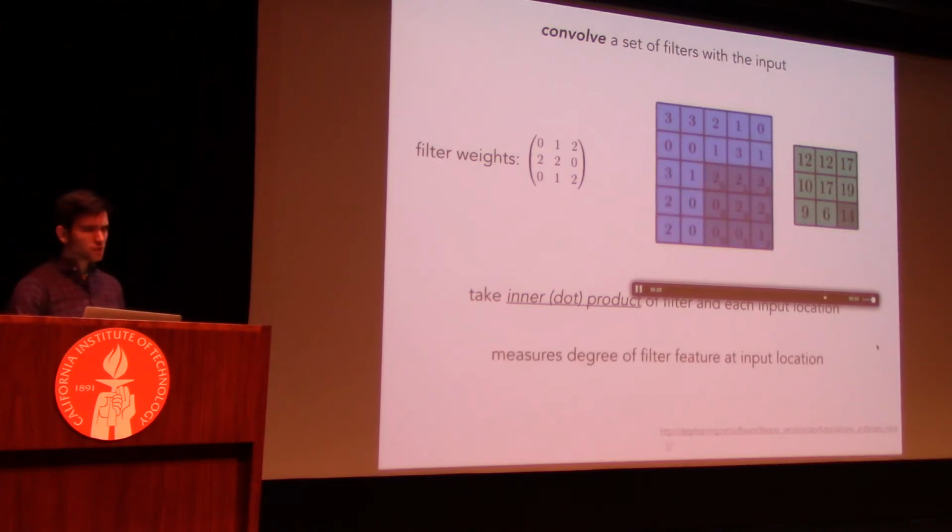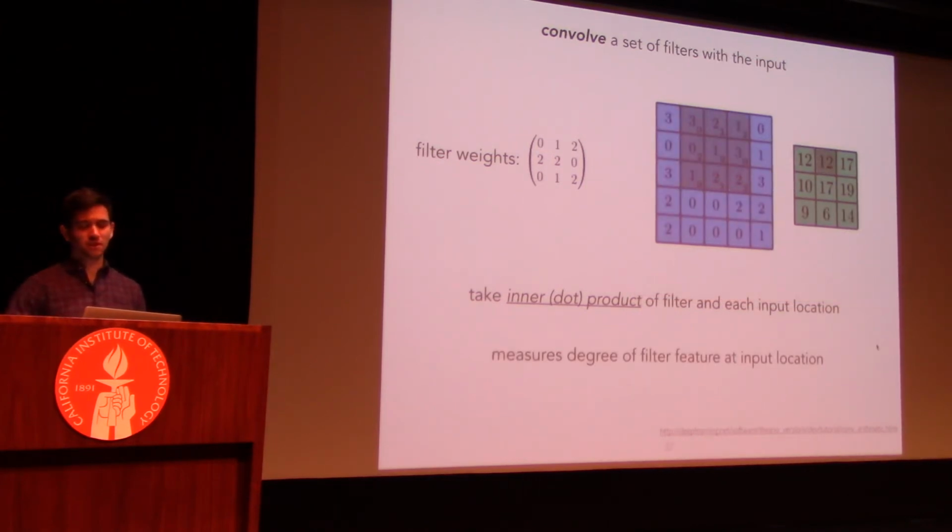And what this is actually giving you is the degree of that filter at that input location. So it's how much does this filter agree or disagree with that particular location. Remember, it's this idea of calculating a distance to a hyperplane. And so we typically call the output of a convolution a feature map. So it's a map of where this feature occurs at the spatial locations.